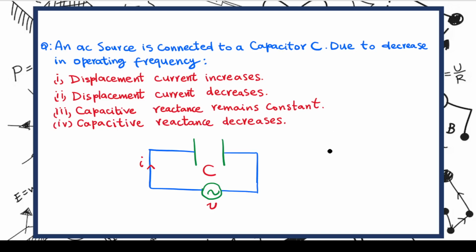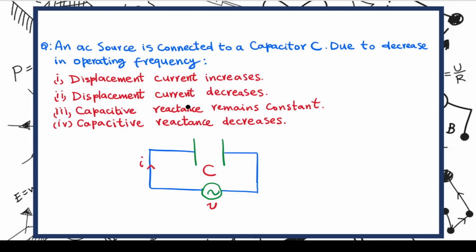Hello friends, in this video we will be discussing a problem regarding capacitors, and this problem was also asked in NEET 2023 physics. In this problem it is shown that a capacitor is connected across an AC source and we are asked to find the correct statement among these. What will happen to the parameters of the capacitor when the frequency of the source decreases?